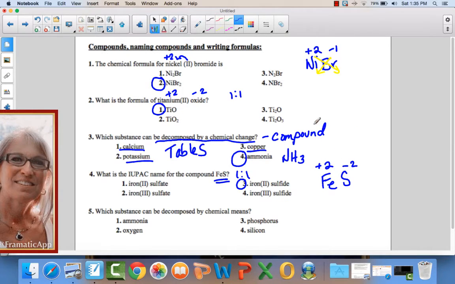Notice when we are naming or writing compounds, we simply name the first element, however it reads off the periodic table, and we take the second element and we're changing the ending to IDE. Decomposed by chemical means, again, I'm looking for a compound.